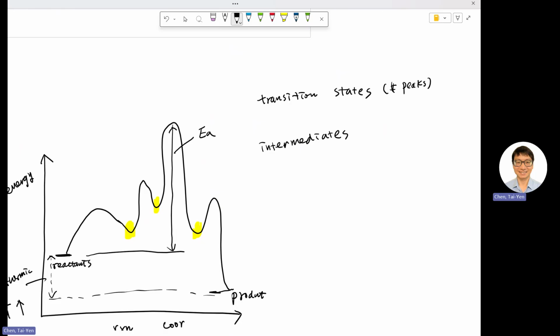Okay, that's one more thing I want to ask you. From this specific energy plot, how many elementary steps should be included? How many elementary steps should be included?